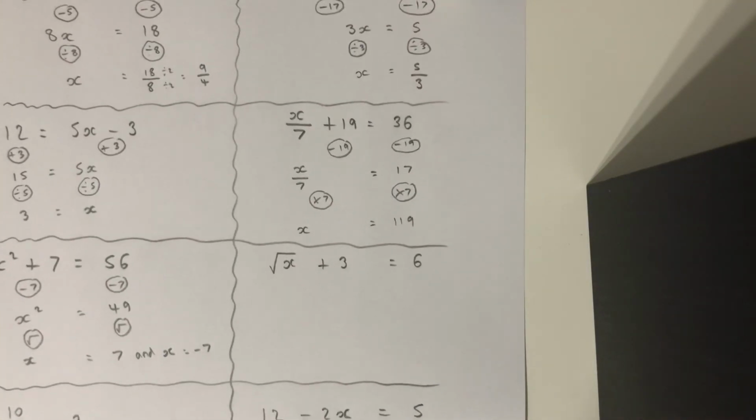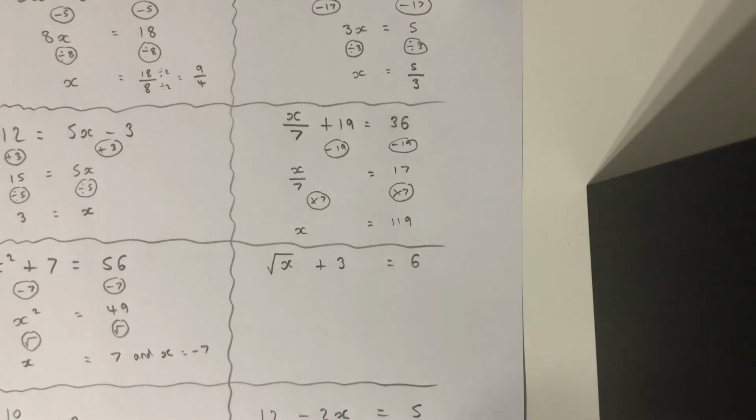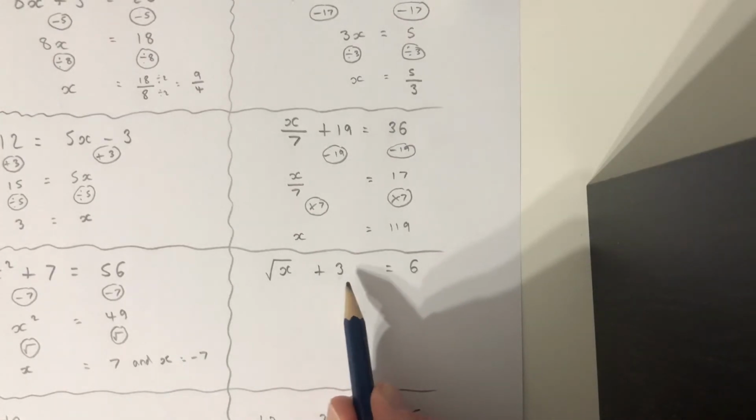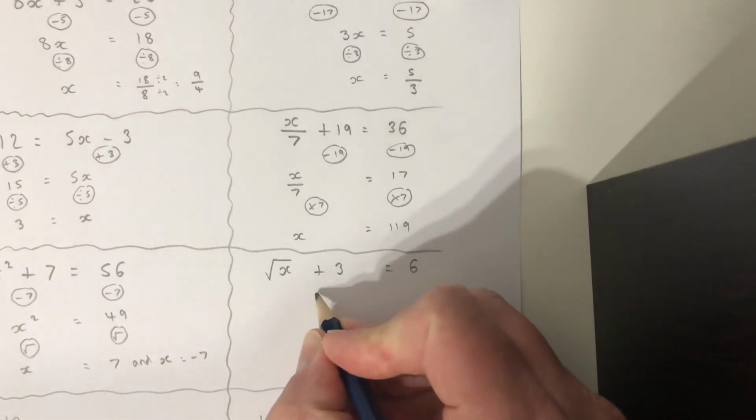Okay, root x, or square root of x add 3 is 6. Again, moving on, not too hard. What we're going to do here is, we've got add 3 at the moment, opposite to that is take away 3.